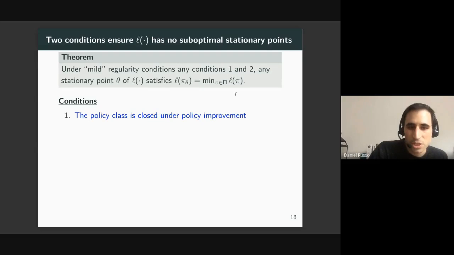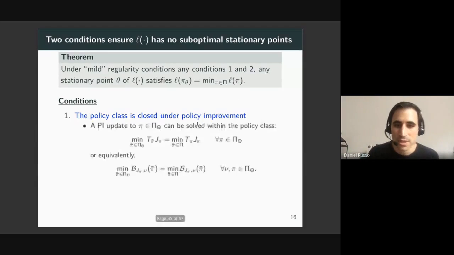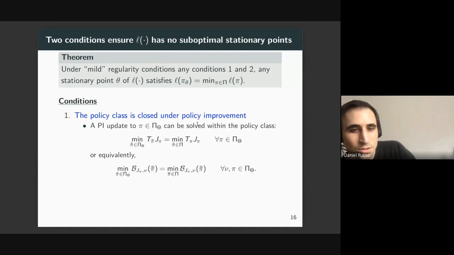So what are the conditions? The first is that the policy class is closed under policy improvement. You could write this in two ways. Basically, I'm saying that a policy iteration update could be attained within the policy class. Or equivalently here, this could be written in terms of these B functions, saying that the weighted policy iteration cost problem is minimized within the policy class.